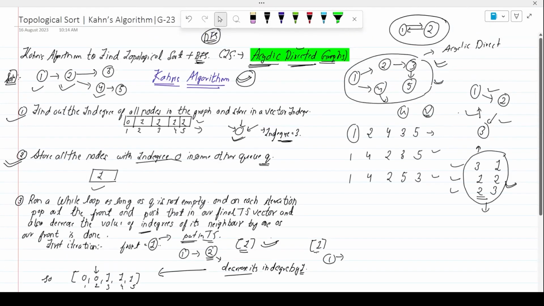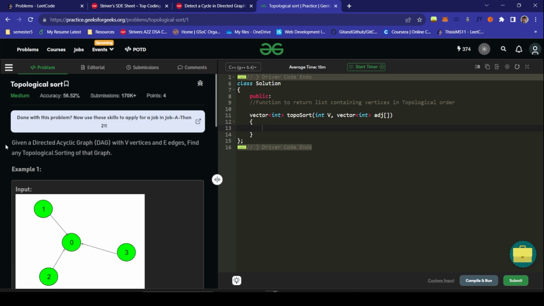So let me just code it down for you. So here's the question. We want to find out the topological sort for a directed acyclic graph with vertices V and edges E. So first of all, let's declare a vector TS which will be storing our final topological sort. We also want a vector which will be storing our in degrees. And what else do we want? We want a queue. We have been given the adjacency list, so we don't need to build it by ourselves. Now I want to find out the in degrees.